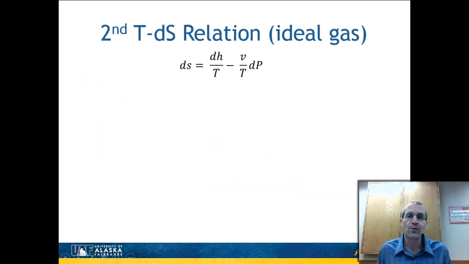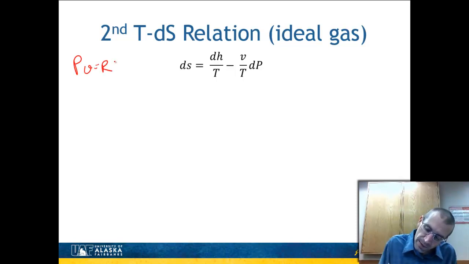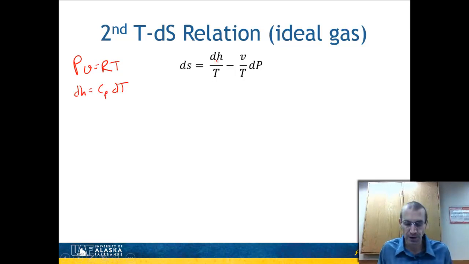We can get a different form using the second TdS relationship. So remember, the two TdS relationships accomplish the same thing. Some are just a little easier to use than the other. Again, my analogy of like a metric and an English program. So here I'm going to go ahead and use PV equals RT again. And now what I'm going to use is that dh is equal to Cp dT, because dh appears in this equation. So let's go ahead and substitute those in and see what form it takes.